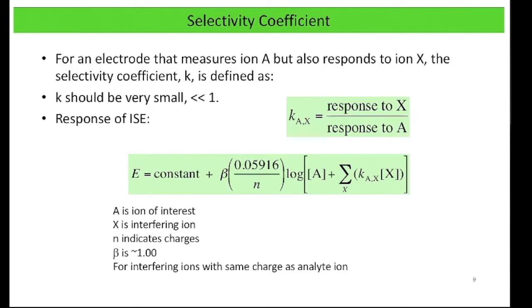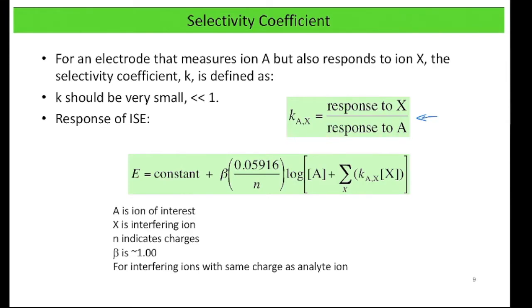So an ion selective electrode isn't 100% selective for the analyte of interest. We already saw that with the pH electrode where it can respond to sodium under certain conditions. So for an electrode that measures ion A but also responds to ion X, the selectivity coefficient K is defined as this equation here. So ideally, the selectivity coefficient is very small, which would mean that the electrode would not respond very strongly to the interfering ion, which is in this case X.